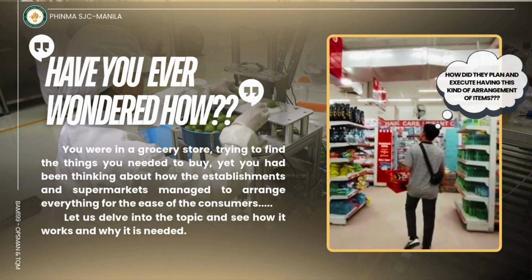But first, since this is titled Have You Ever Wondered How? As you can see there, this person is thinking and wondering how this supermarket was able to plan and execute the kind of arrangement of these items. Even you, if you were in a grocery store trying to find the things you needed to buy, might have wondered how these establishments and supermarkets manage to arrange everything for the ease of the consumers. So today, we will delve into the topic and see how it works and why it is needed.